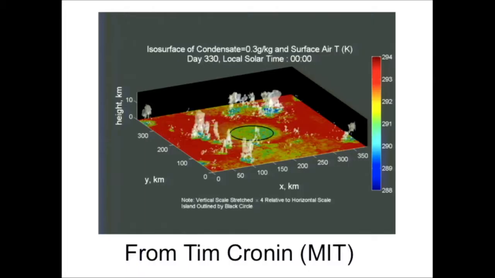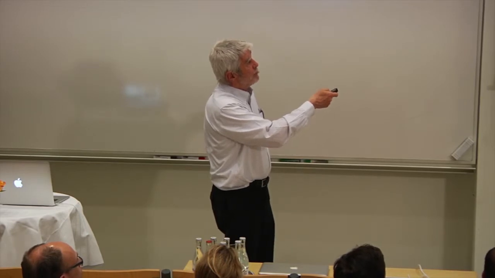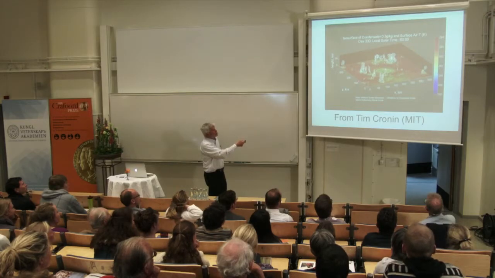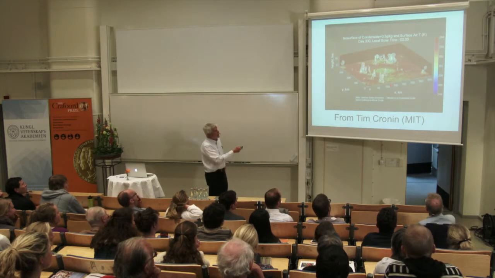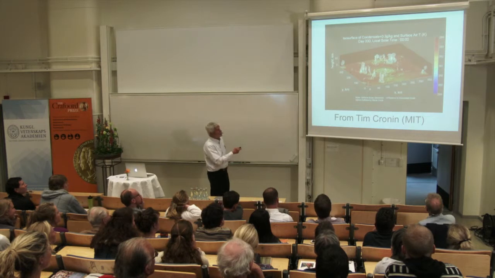This is now numerical calculations carried out by Tim Cronin. He was a student. He just defended his PhD thesis in February at MIT. And this takes a bit of time to explain and a little bit of time to run. But this is a grid that's 380 kilometers on that axis, 380 kilometers across. So this is a region 380 by 380 kilometers. In the middle, in that black circle, there's an island. This is a numerical calculation, so of course all this is simulated.